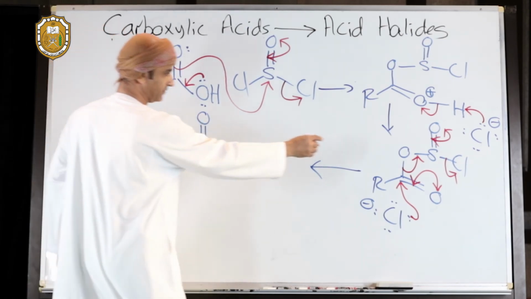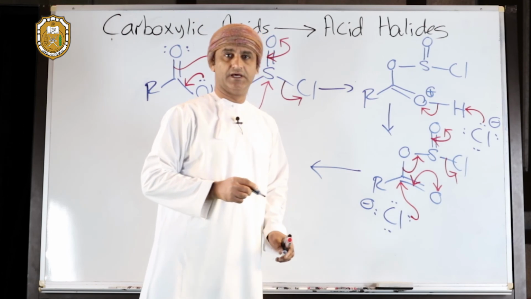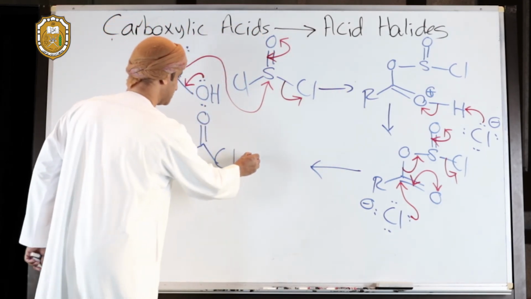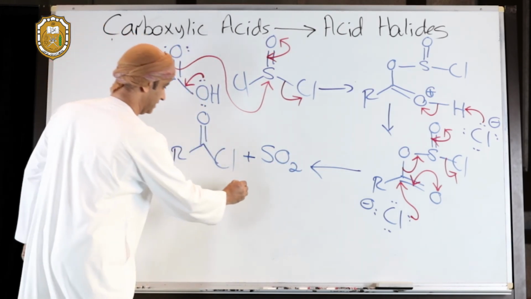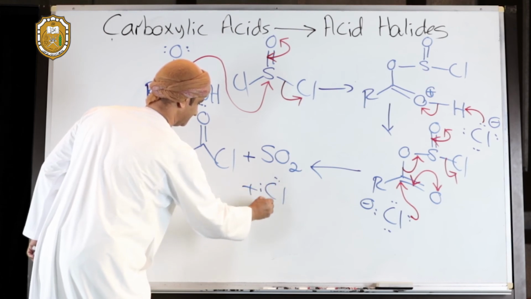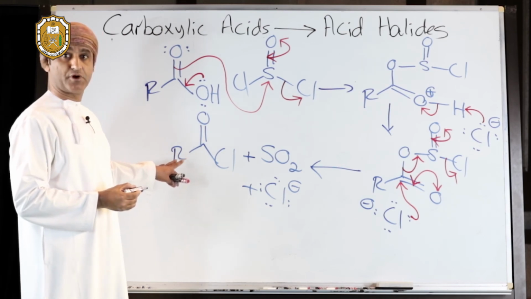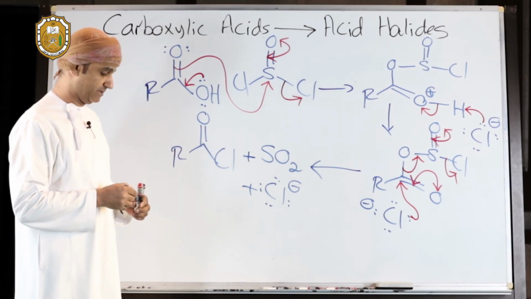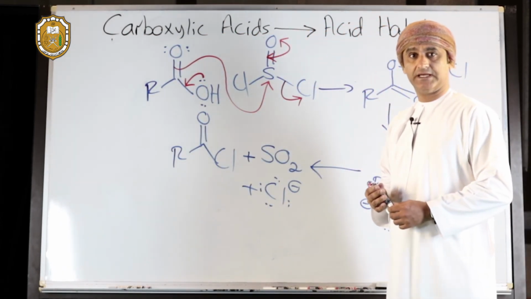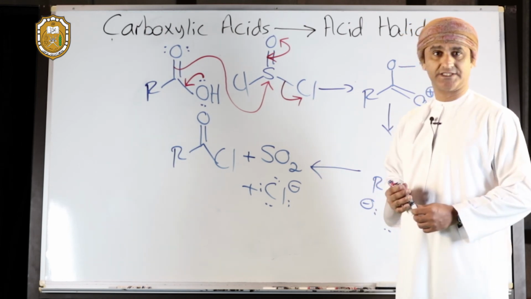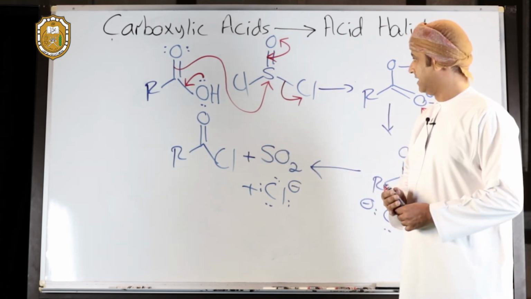And we have also, if you look carefully, a double bond here between oxygen and sulfur, and obviously the sulfur-oxygen double bond is retained. So there is sulfur dioxide as a byproduct, plus obviously the chloride ion. So this is the main organic product, which is a carboxylic acid chloride, plus sulfur dioxide plus the chloride ion. So this is an acceptable or satisfactory mechanism for the conversion of carboxylic acids into acid chlorides by employing thionyl chloride.